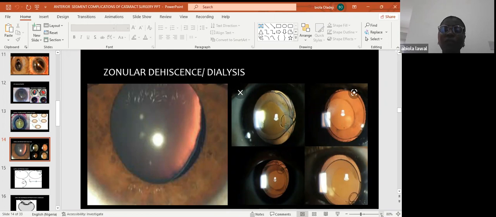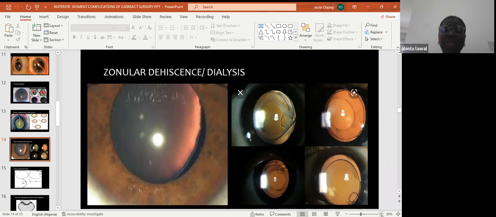The management of zonular dialysis depends on the extent of the dialysis, how many clock hours are involved. When you have less than 3 clock hours, you can still go ahead with your surgery. Some still go ahead with phaco, though it has to be done by a very experienced surgeon, and I personally will not recommend that. But if it has to be done, you have to take all the precautions, because doing a CCC, which is very critical and which you have to do in phaco, will allow some traction and pull on the zonules.